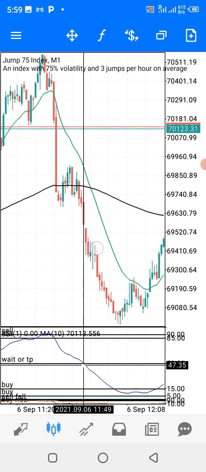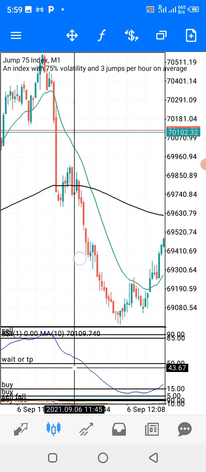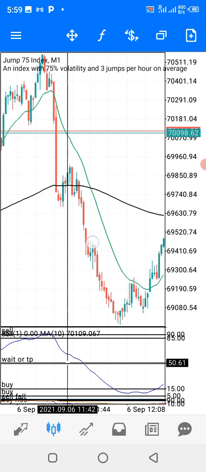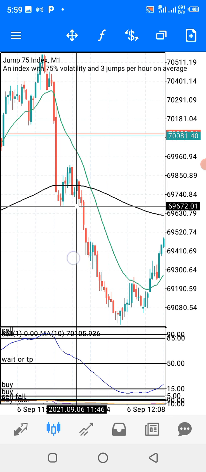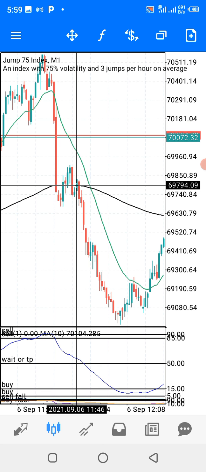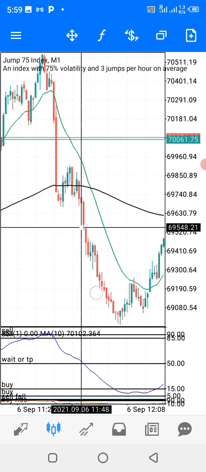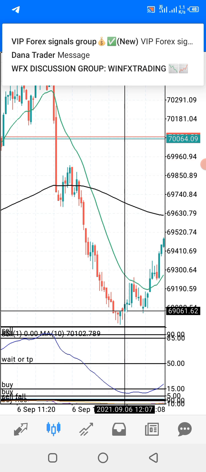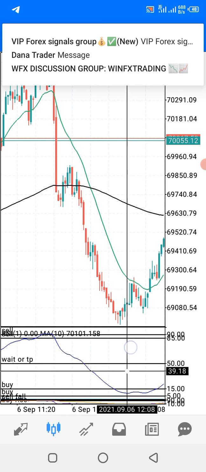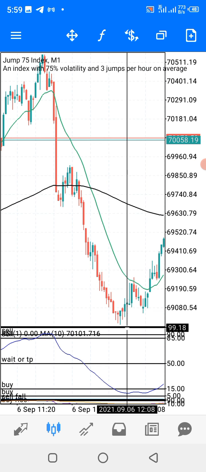Level 50, depending on when you entered, is not actually for taking profit, please. I just put it there. You can see it practically. Imagine you entered here. You cannot just take your TP because nothing has happened. So if you sell, your TP should be at level 15 or 5. Then if you buy, your TP should be at level 90 or 85.